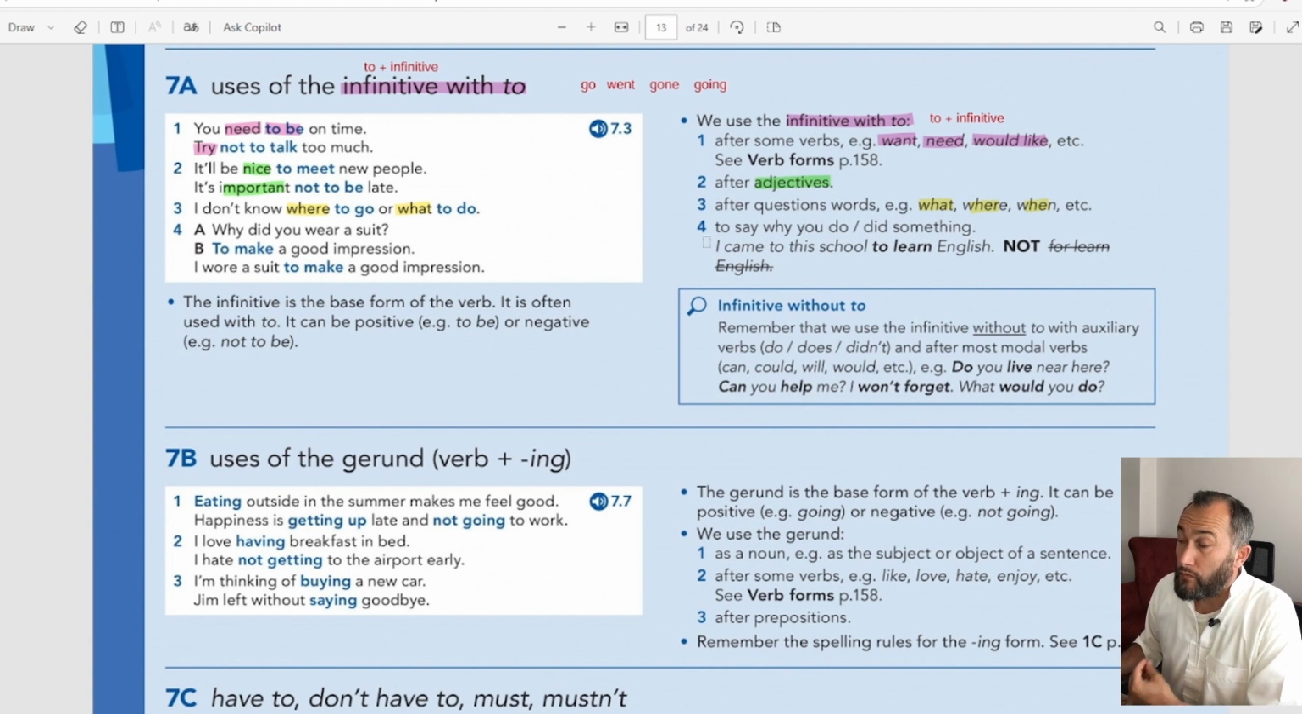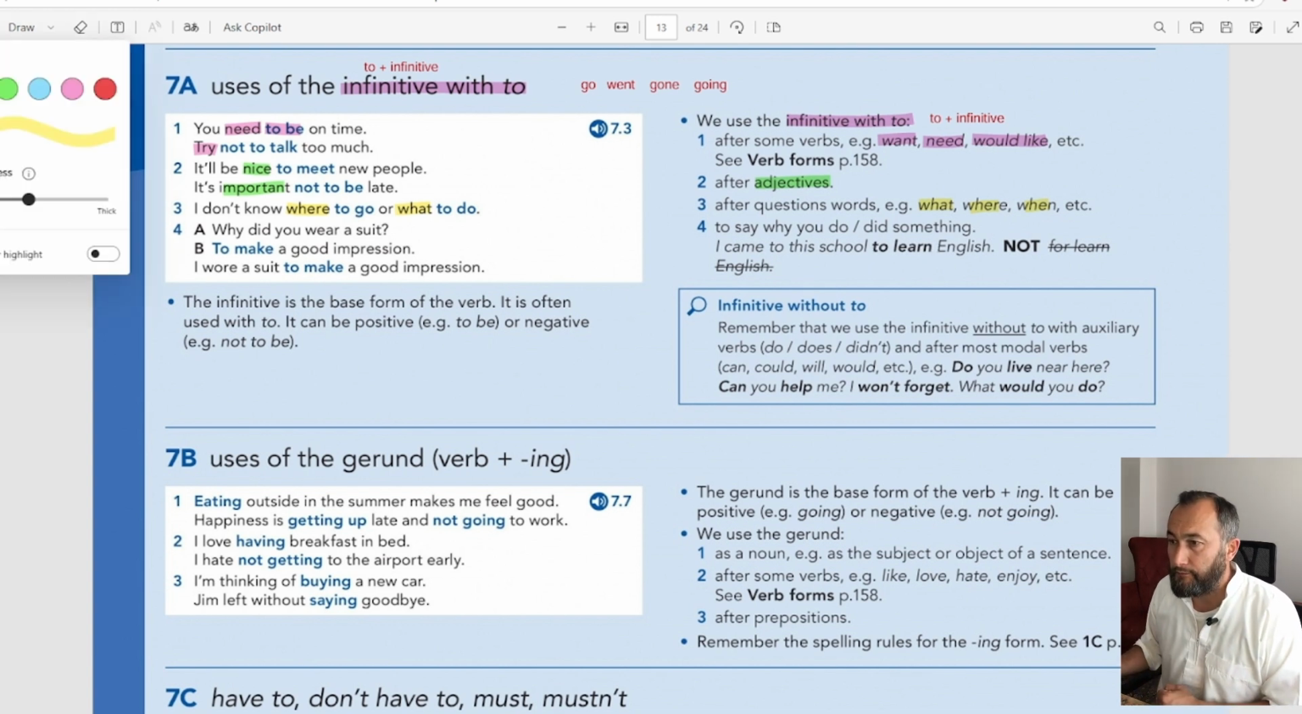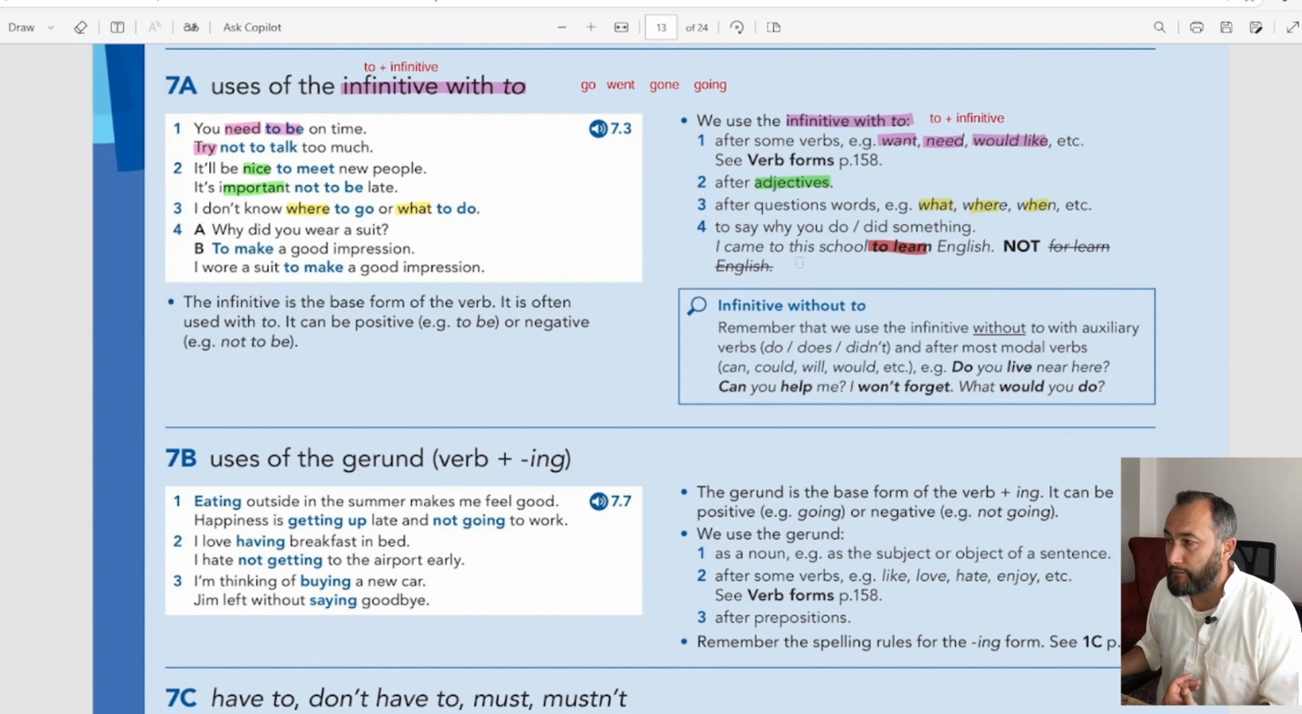Number 4, we use to plus infinitive for purposes. To say why you do something or why you did something. Example, I came to this school. Why did you come to this school? Well, I came to this school to learn. See, guys? I came to this school to learn. Why do you do something? To learn.